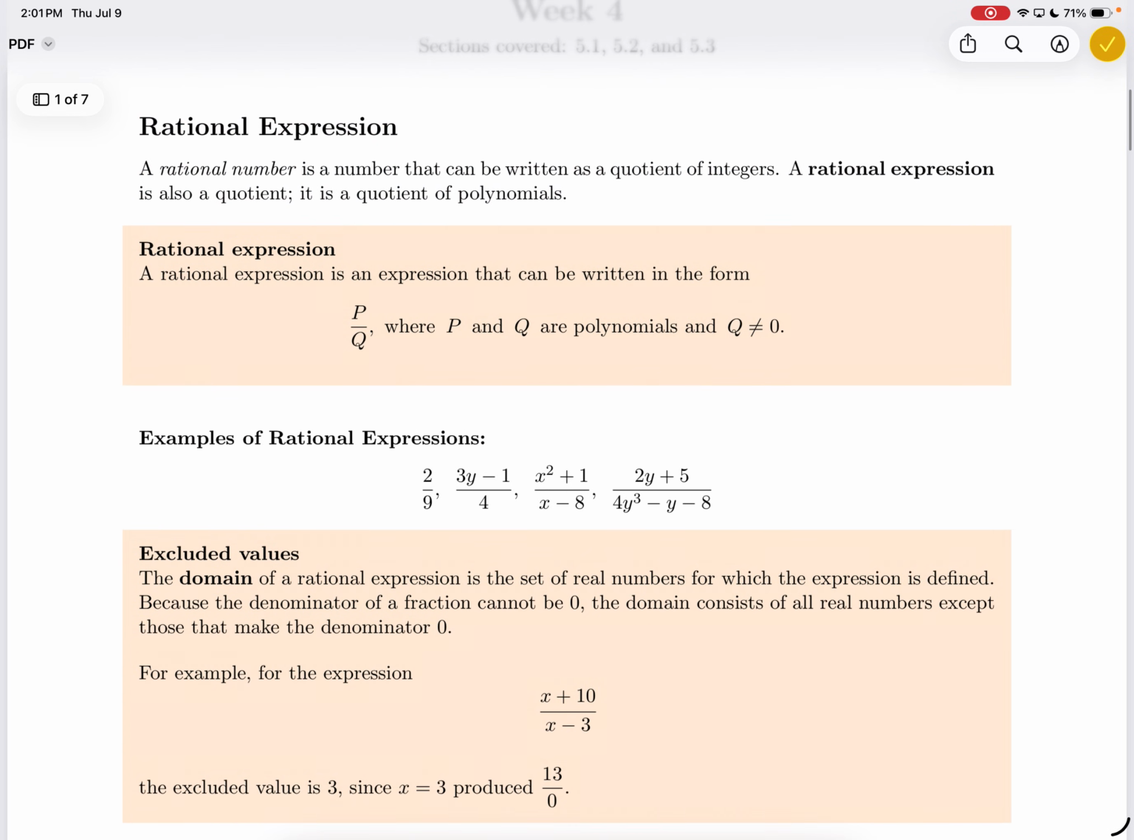Okay, rational expression. So yesterday we talked about polynomials. Polynomials have a positive exponent. A rational expression is where you have a polynomial on top and on bottom.